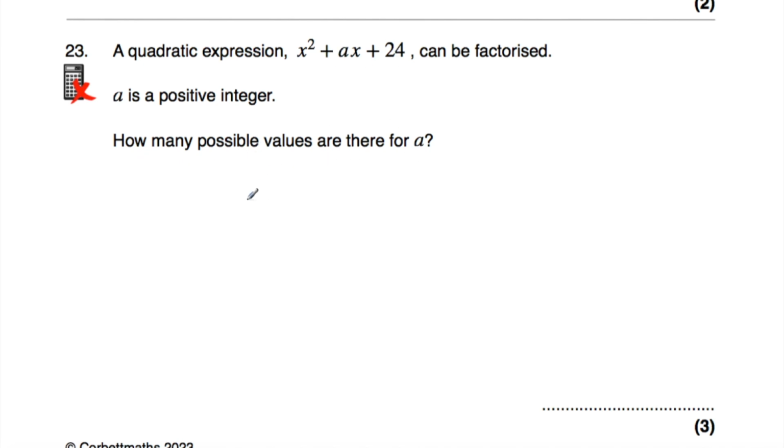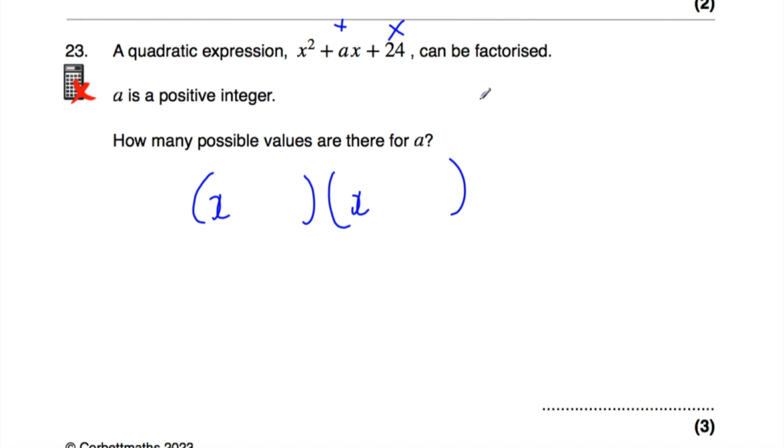Whenever we're factorising this, we put our brackets down, and it can be factorised, so we put x and x, because it's x squared. The two numbers in the brackets would multiply together to be 24, and they would add together to be the number in front of x, which is a, and a is a positive number. Because a is positive, the two numbers that multiply to 24 must both be positive. If it was a negative times a negative, they would add together to be a negative, and a is a positive integer, so they wouldn't work. So it has to be a positive number times a positive number.